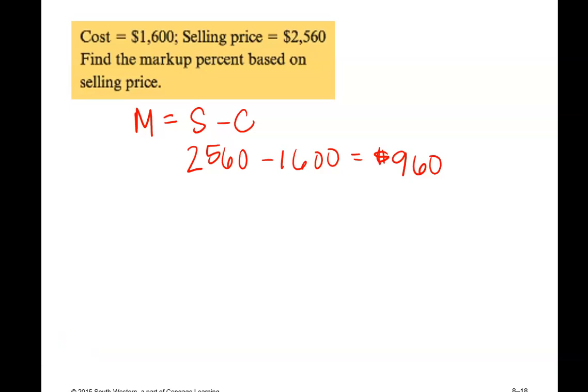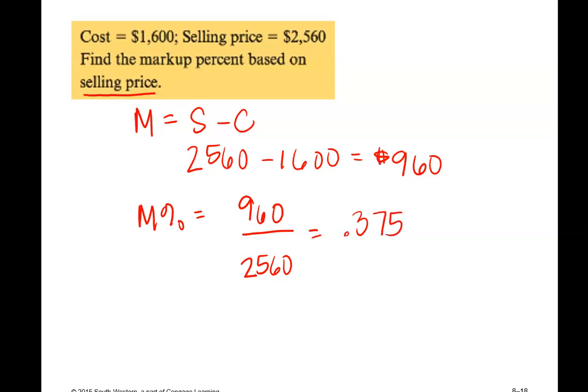And my markup percent is my markup amount of $960 over, and because this is markup percent based on selling price, from this keyword selling price here, I know that the selling price needs to be my denominator. If it were markup percent based on cost, you would put the cost as your denominator. So just be aware when you're doing that. And so this happens to be 0.375, which is also equivalent to 37.5%.